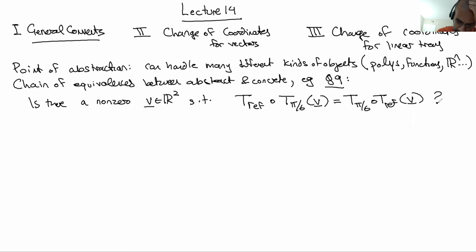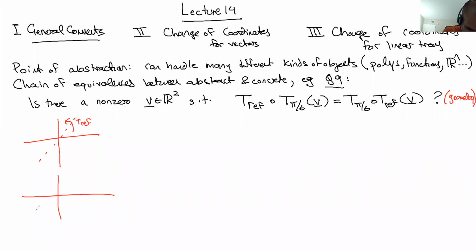So the point is that I don't really have an easy way of solving this question without linear algebra. This is a question in geometry. This is asking if these two geometric processes of rotation and reflection commute. Reflection is the thing which reflects something across this line, and rotation is a linear transformation which takes a vector and rotates it by pi by 6.